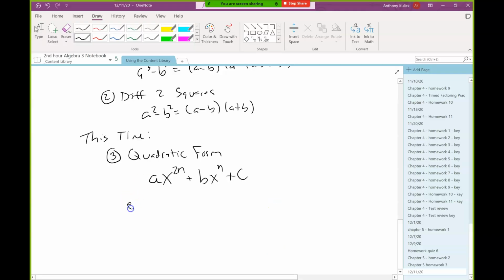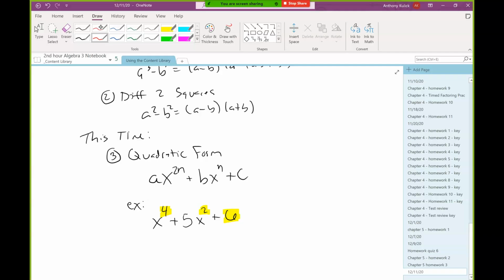Let's say we have the polynomial x to the 4th plus 5x squared plus 6. So what I'm looking for is I notice that my biggest exponent is twice my other exponent, and then I have a constant term. That tells me that I have something in the quadratic form. So the trick here now is going to be to rewrite this as something that is actually quadratic so that I can factor it using the methods from the previous chapter.